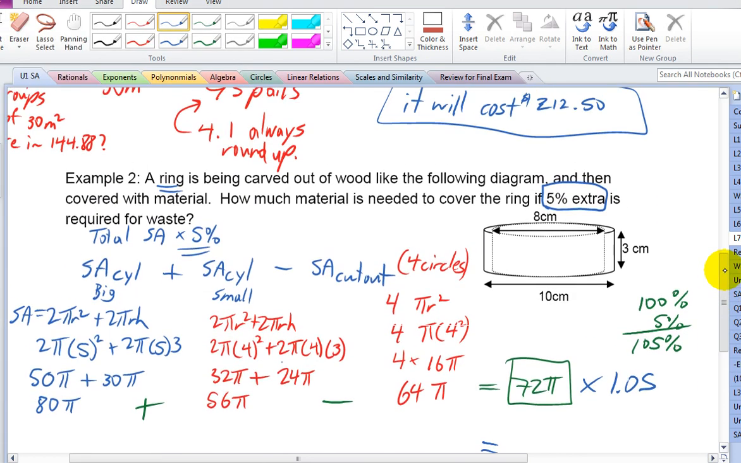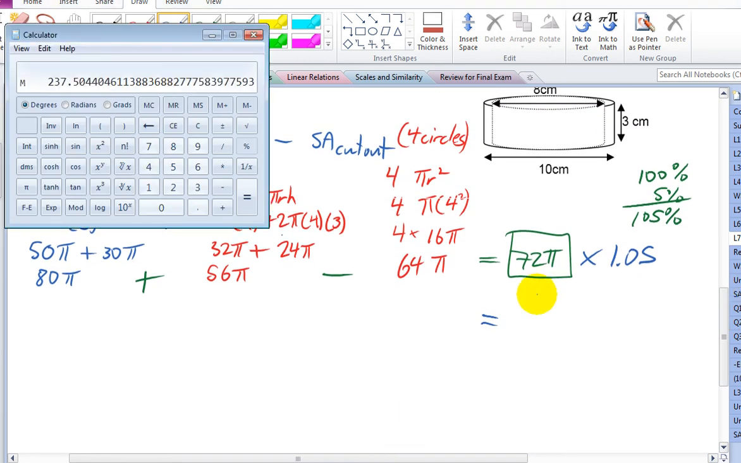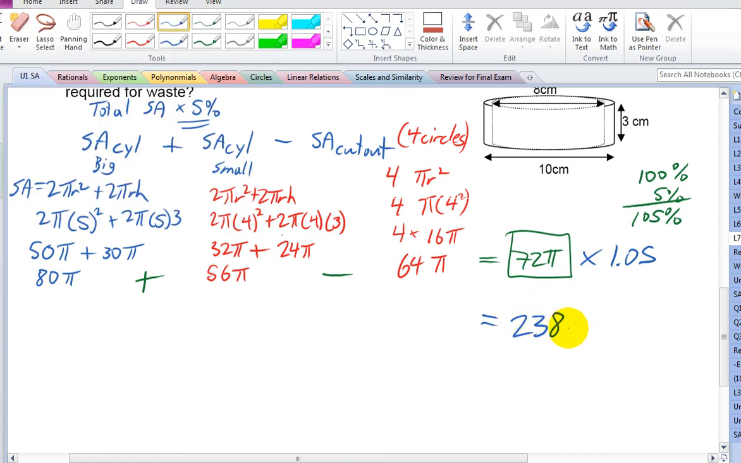Does it say what to round to? No. Let's round to nearest whole number, okay? So 238 centimeters squared total. No, you can't leave it in pi because you're combining pi with a percentage. So you cannot do that. You should go to a decimal. All right? Yeah, maybe it might work out technically, but it'd be better not to for this one, okay?